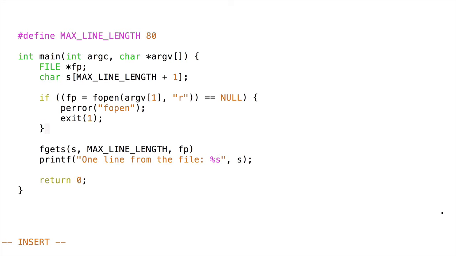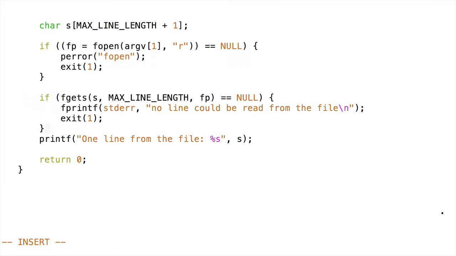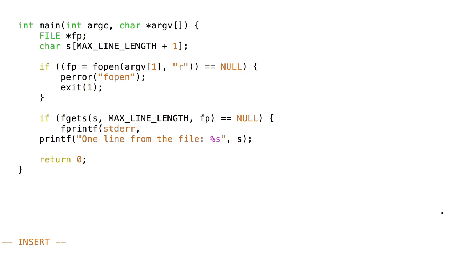invoking exit. Next, we'll add error checking to fgets. Should we use perror or fprintf? In this case, we're checking if fgets is able to read any data from the file. If it can't, that's not an error that will set errno. It simply signals the end of the file. Hence, we will use fprintf rather than perror to explain the error.